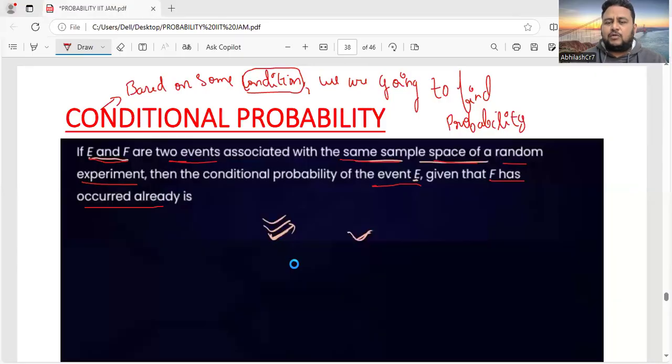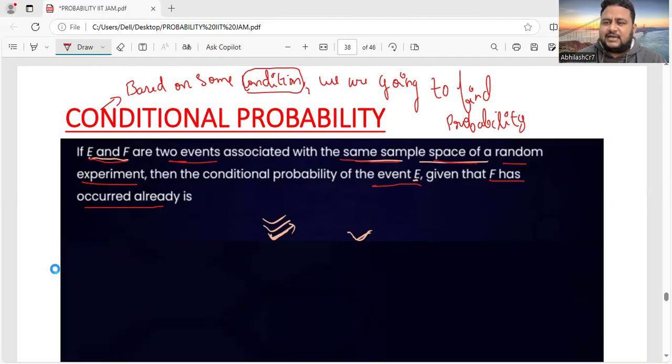Let me open the document. See here. When we talk about conditional probability, we are asking what is the probability of event E given that F has already occurred. Now, suppose I give an example. In cricket, there are 6 balls in an over. Suppose event F is that the first ball is already hit for a 4. What is the probability that the second ball will be hit for a 4? The event E is the second ball being hit for a 4.